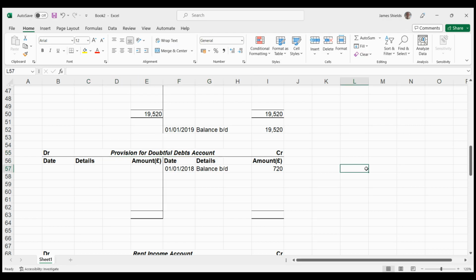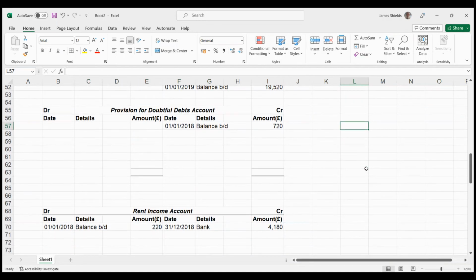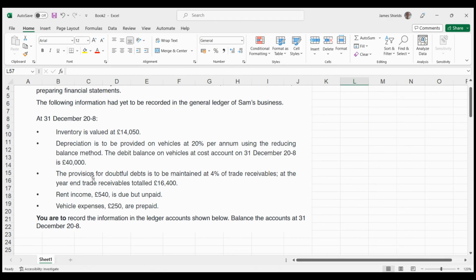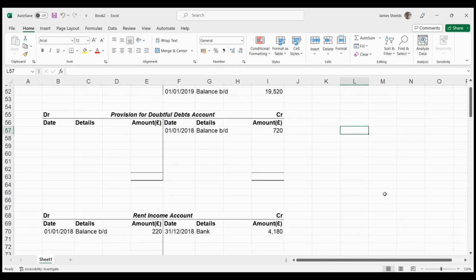Right, so let's go down to my workings again. Let's go back to the question first, I'll show you. Here you go. The provision for doubtful debts is to be maintained at 4% of trade receivables, and at the year end, trade receivables total 16,400. So we know what the trade receivables are, and we know the percentages. So let's go down to the workings.